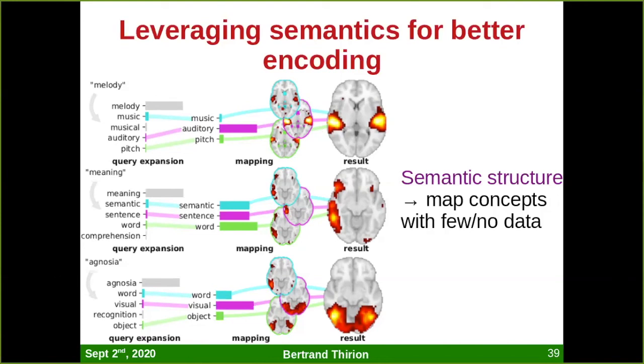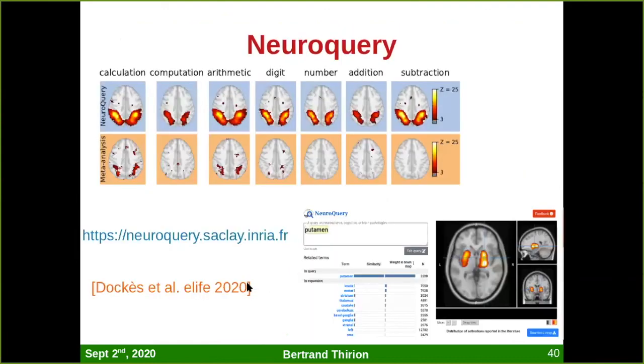And same thing for meaning, for instance. Meaning is a very complex term, very polysemic term actually, but you can relate it to other terms that are found more frequently and obtain a map which is reasonable for it. And same thing for agnosia, for instance. So we have run a lot of validation experiments, which I'm not discussing now. You can find all these details in this eLife paper by Jérôme Dockès. But more importantly, we now provide a web interface, NeuroQuery, so you can find it. And please play with it.